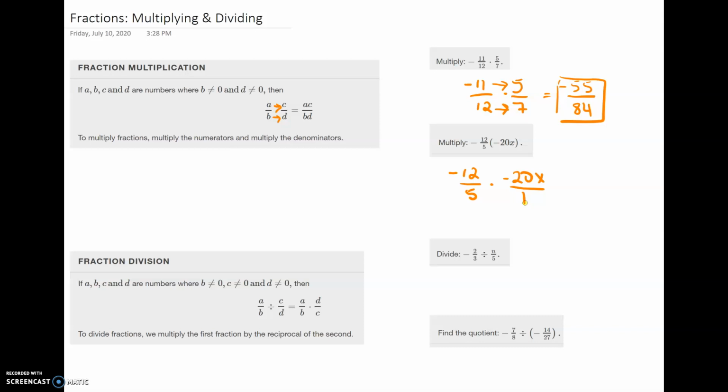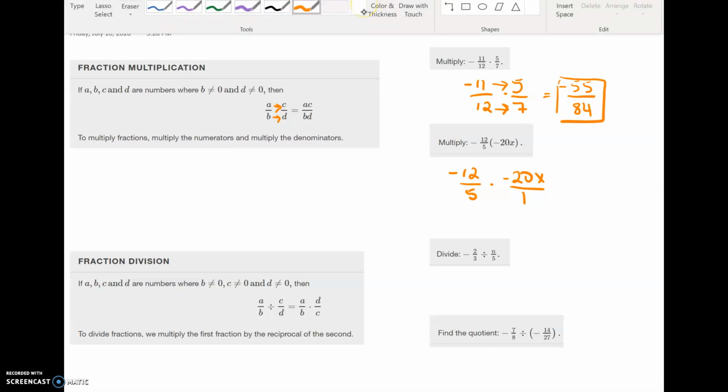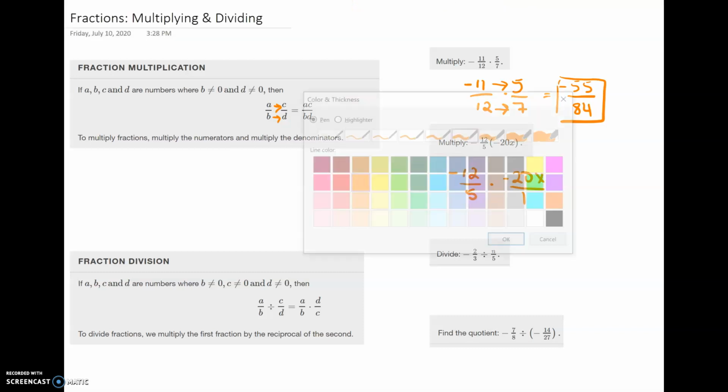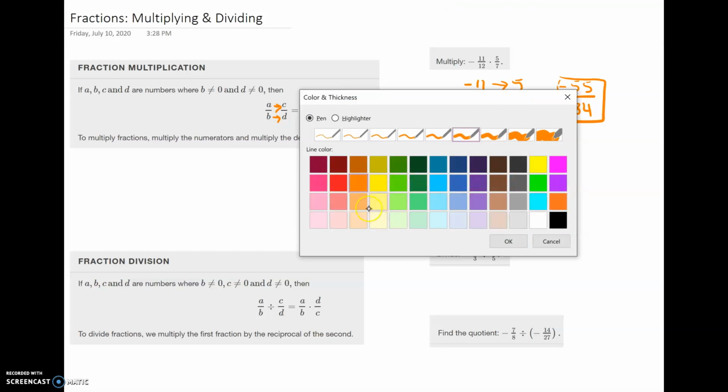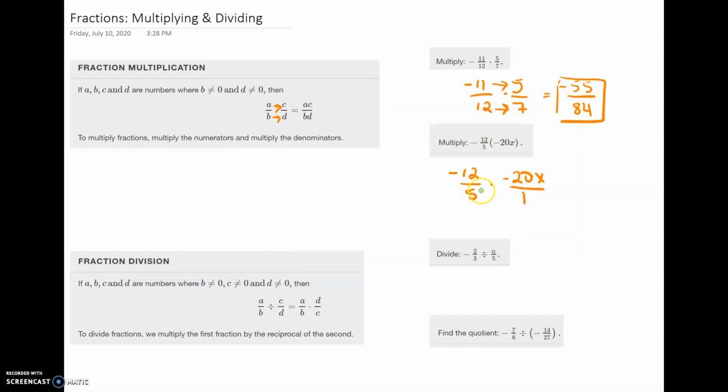But I noticed something interesting. I actually noticed that 5 goes into 20 4 times. And so what I'm going to do is I'm actually going to go ahead and do that so that it'll save me a little bit of time at the end when I don't need to simplify. So 5 goes into 20 4 times, so this becomes negative 4. And the 5 becomes 1 because 5 divided by 5 is 1. Negative 20 divided by 5 is negative 4.